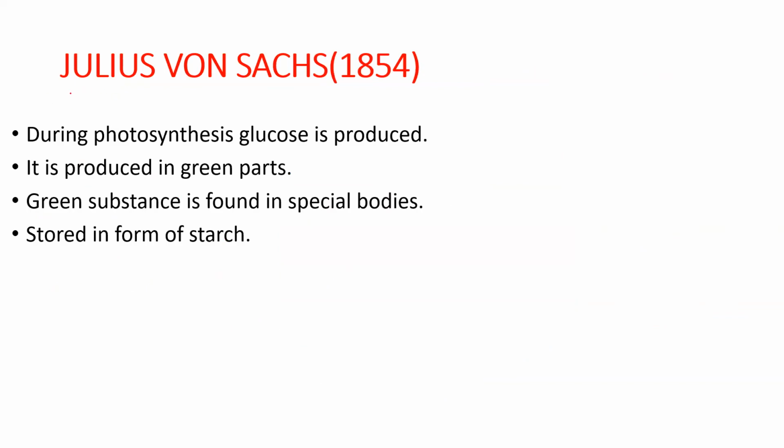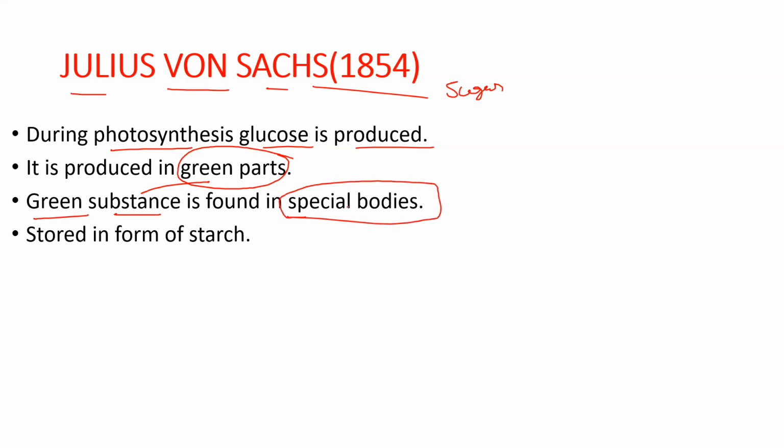Next, Julius von Sachs. From the word Sachs, you can remember saccharine, sugar. He proved that during photosynthesis, glucose is produced, and that glucose is produced by the green part of the plant. In that green part, a green colored substance is found in special bodies, and the glucose which is produced is stored in the form of starch in the stroma of these special bodies. So what are these special bodies? Chloroplasts, and the green colored substance is chlorophyll.